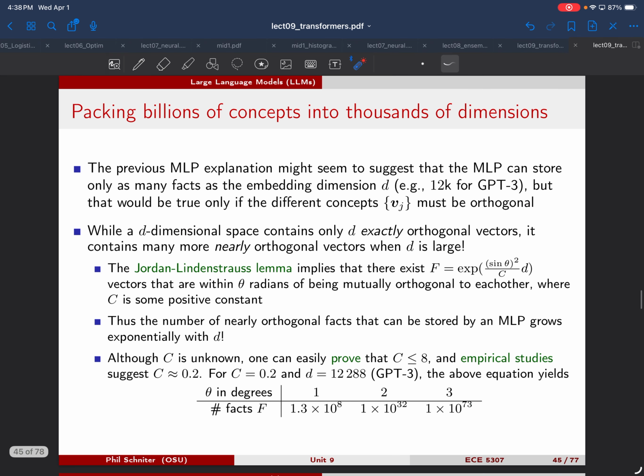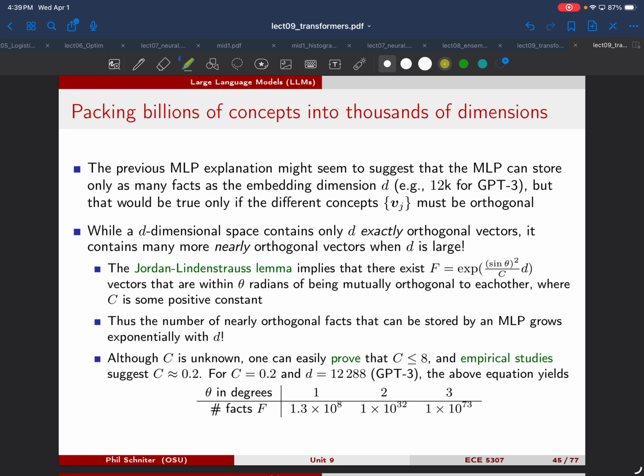So let's say for GPT-3, which is one of the big famous models, the one that was essentially used for ChatGPT, they use an embedding dimension of 12,000, or 12,288 in particular. And so that suggests that you could only have 12,000 different facts stored, which is really not enough to describe things in our world. But it turns out things don't work exactly like that.